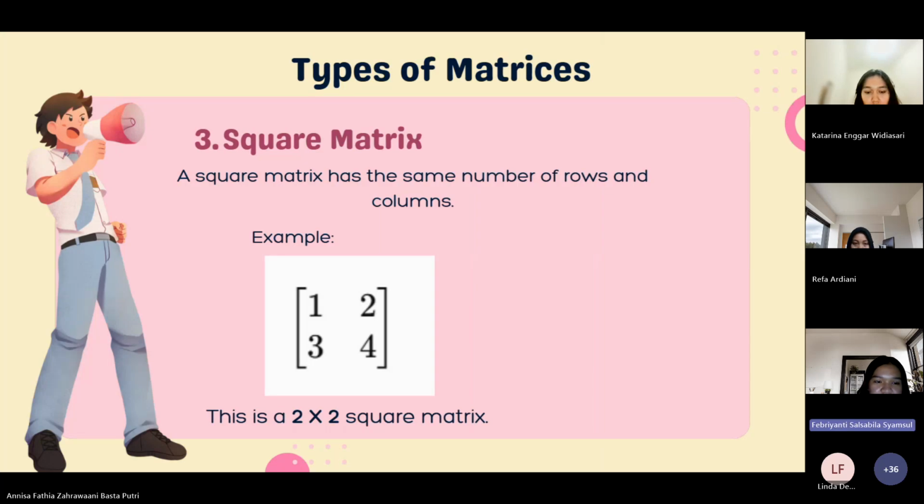Another important type is the square matrix. A square matrix has the same number of rows and columns. In this example, the matrix has 2 rows and 2 columns, so it is called a 2 by 2 square matrix.